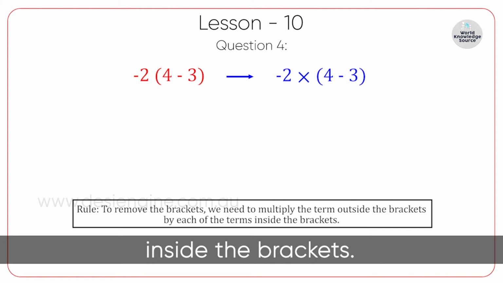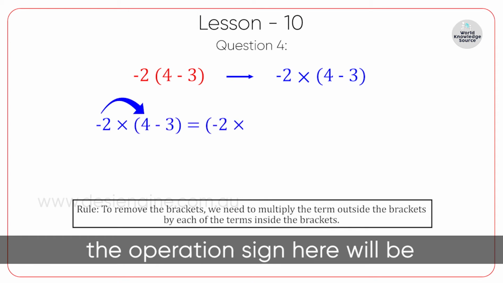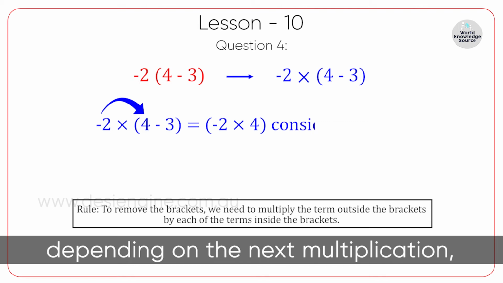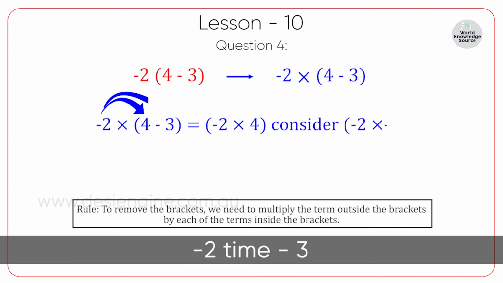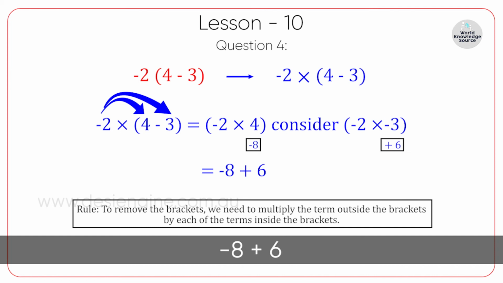The rule says, to remove the brackets, we need to multiply the term outside the brackets by each of the terms inside the brackets. Applying the rule, we will have negative 2 times 4, the operation sign here depending on the next multiplication. Negative 2 times negative 3 is positive 6. Therefore, the expansion will be negative 8 plus 6, equals negative 2.